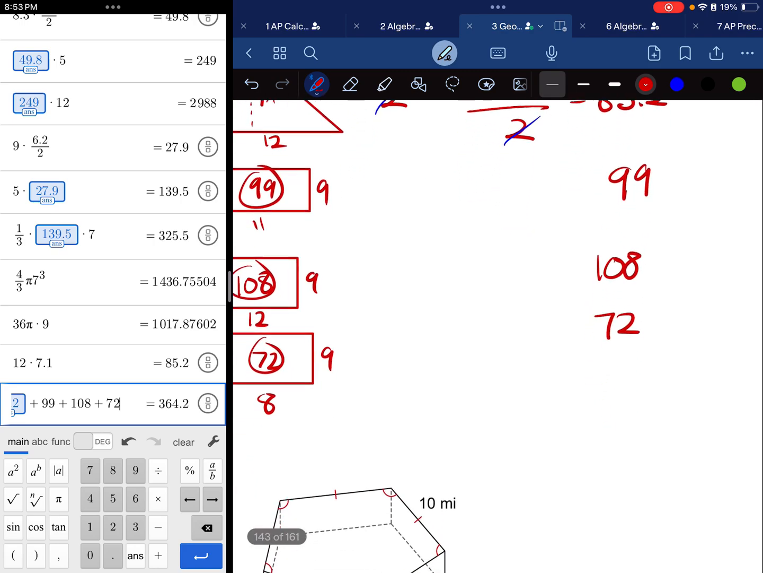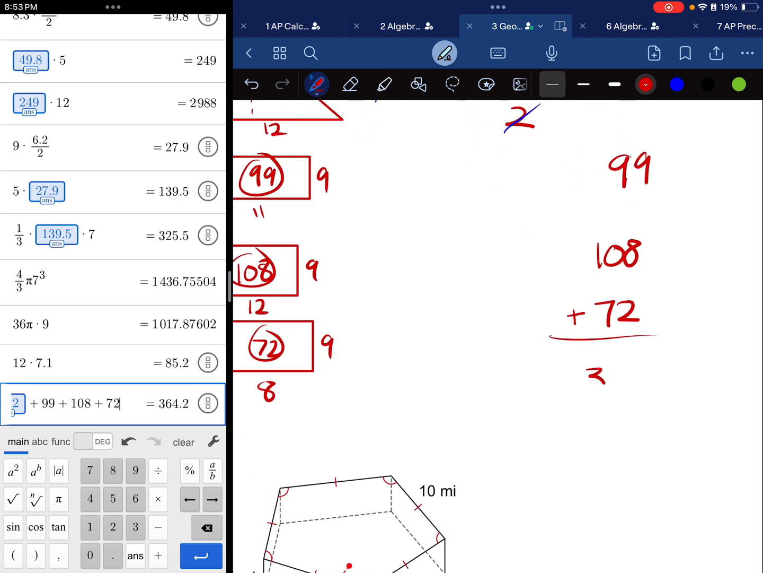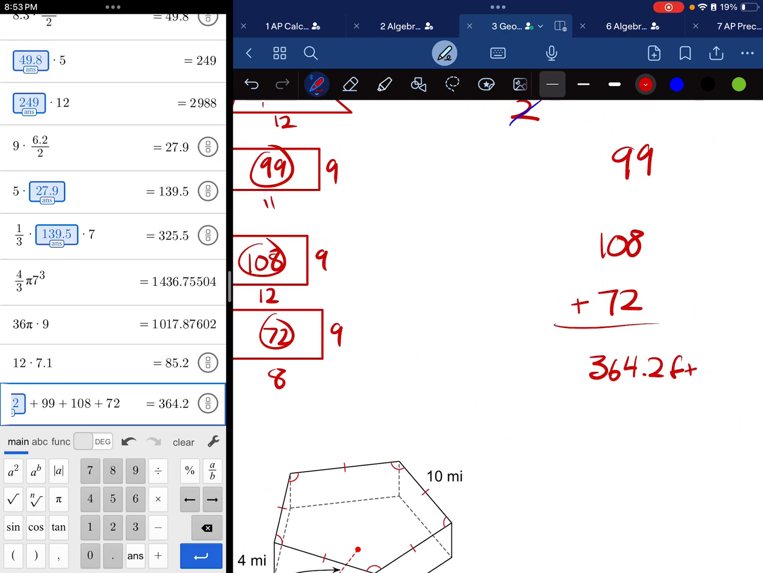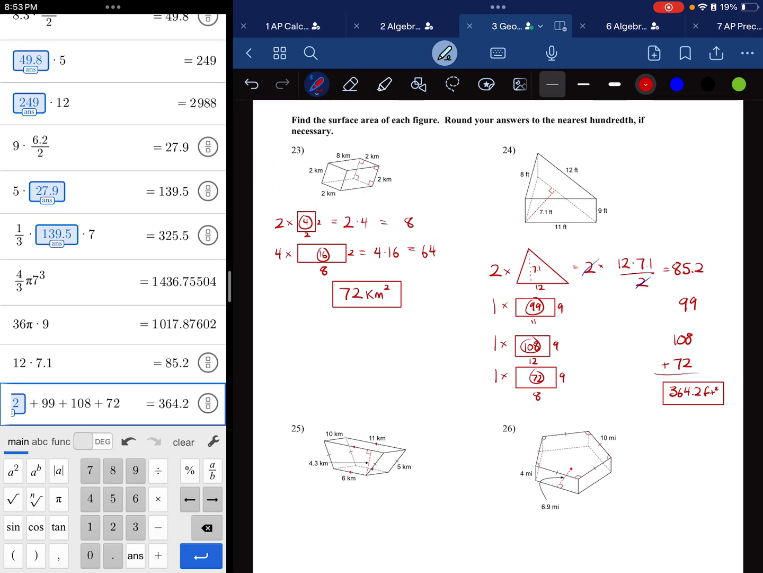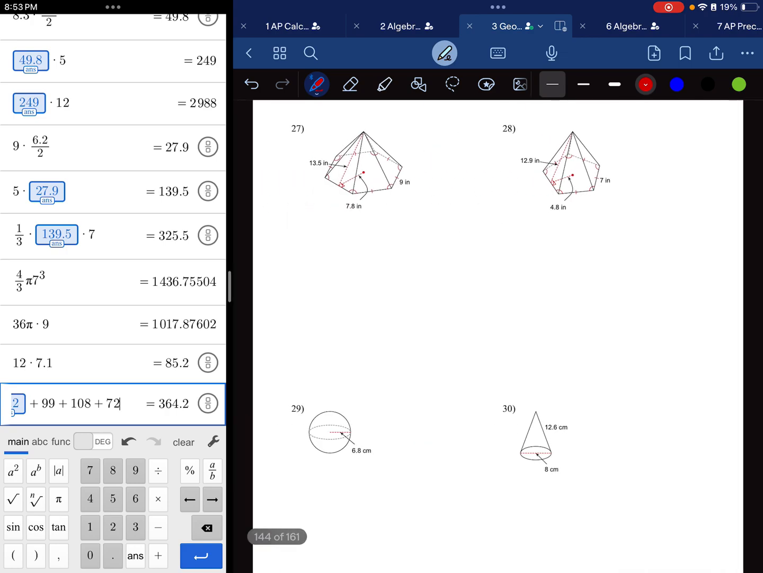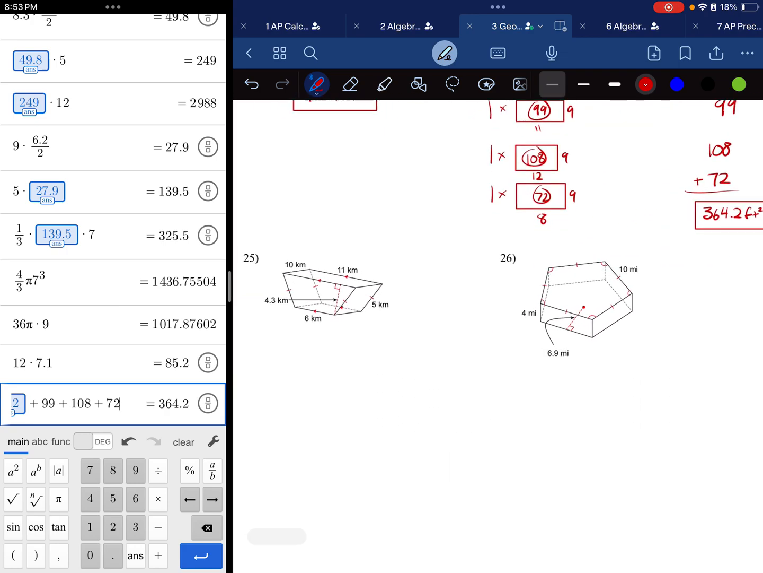All right, my final answer, when I add all of my surface areas, I get 364.2. The units here are going to be feet, so feet to the power of 2, because we are in the second dimension for area. Let's check those two answers. 72 and 364, that's on the calculator, so just remember 72. 72, good. 364.2, good. All right, we haven't made a mistake, which is very unlikely, but here we go.